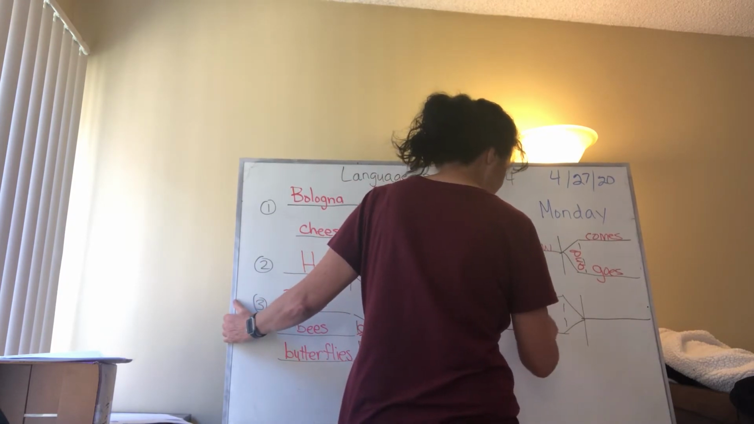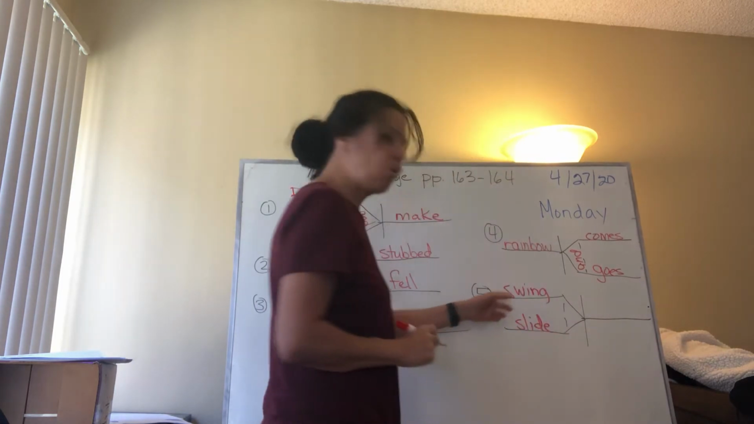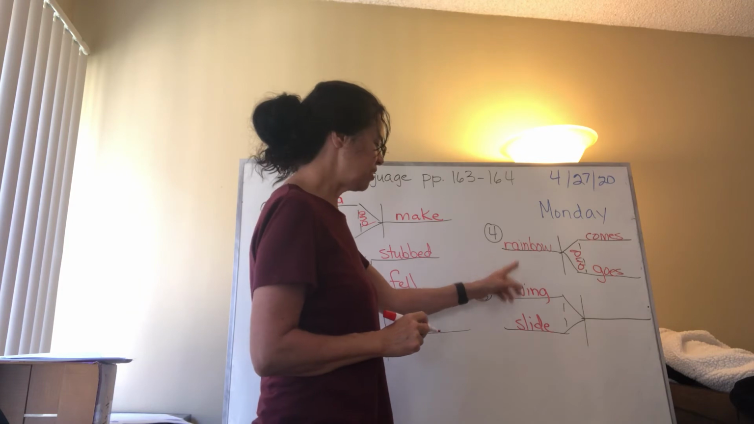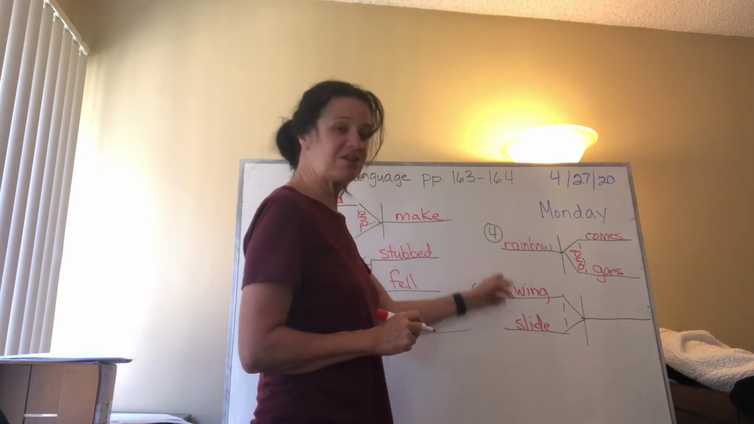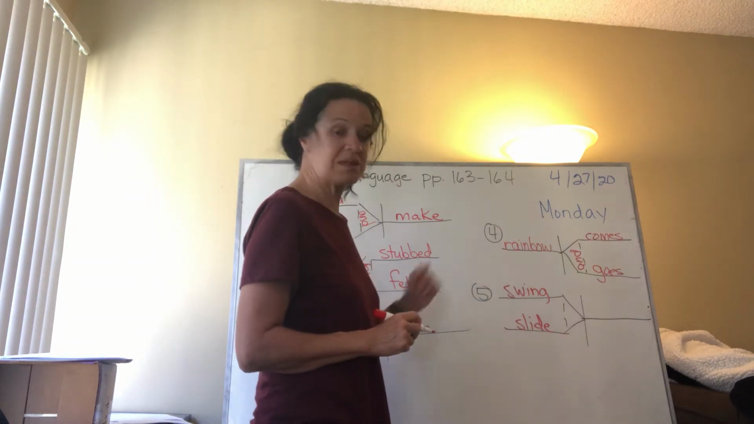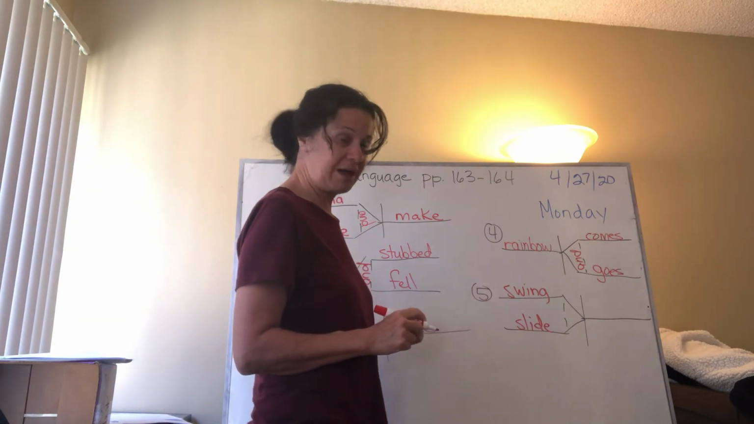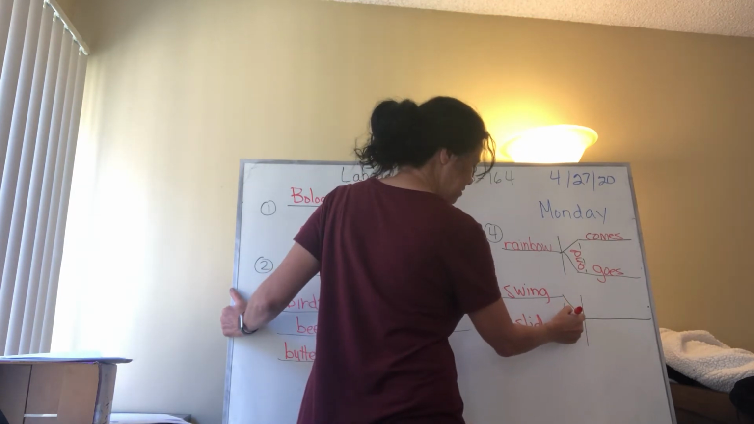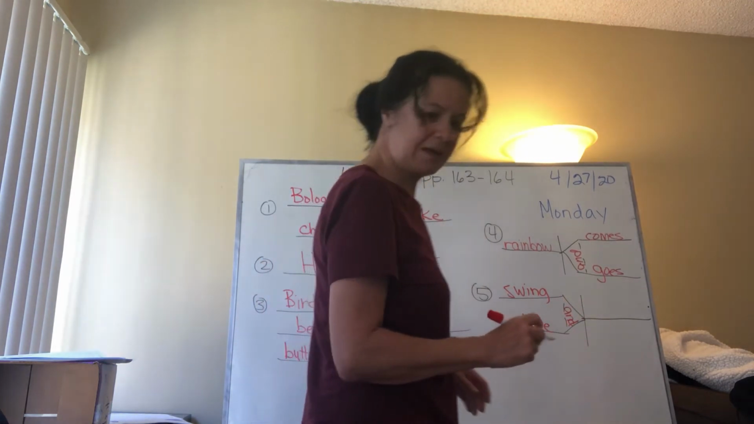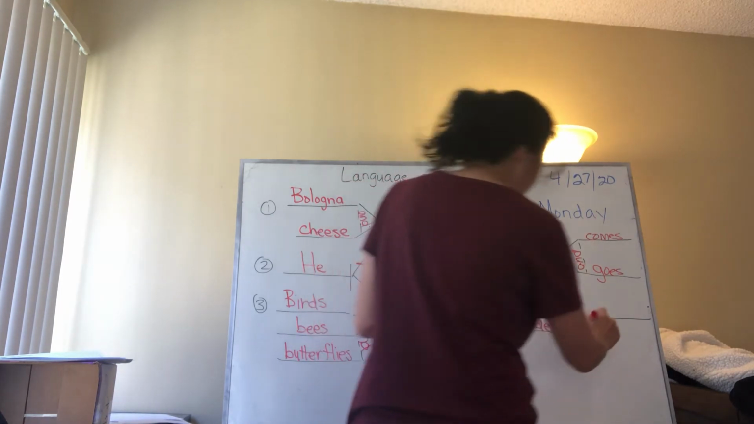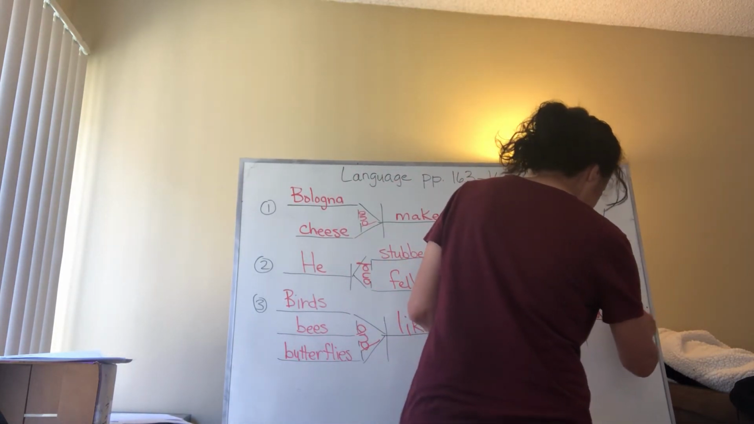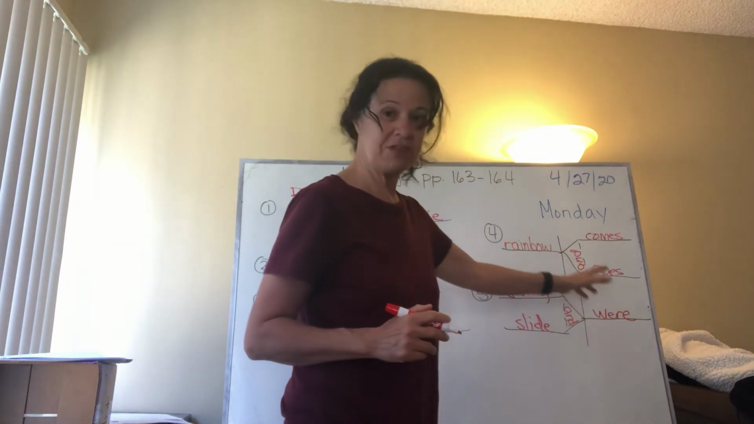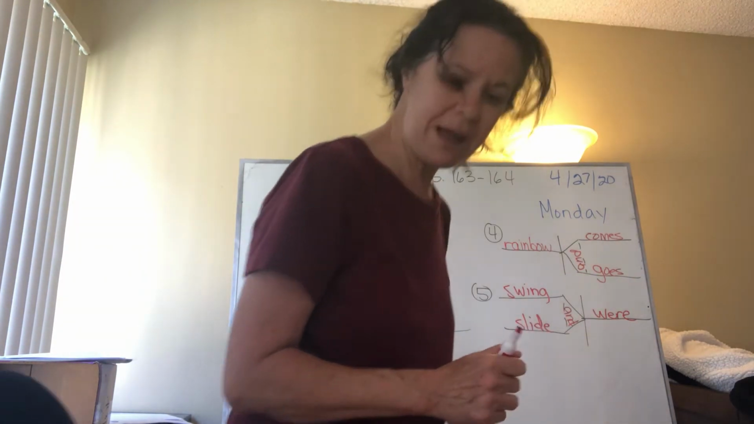slide. When you are diagramming, you have to put them in the order that you read them in the sentence. It said swing and slide, not slide and swing. If it said slide and swing, I would have put slide first and swing second. Okay? But it says swing and slide. And then and is my connecting word. And I think the verb was were. So I put my verb to the right. Subjects on the left of the vertical line, and verbs on the right.